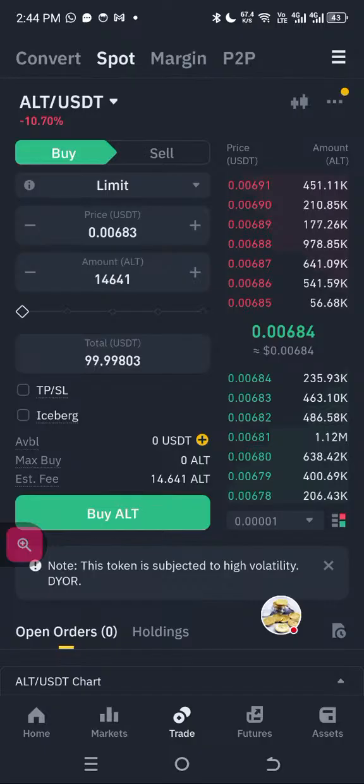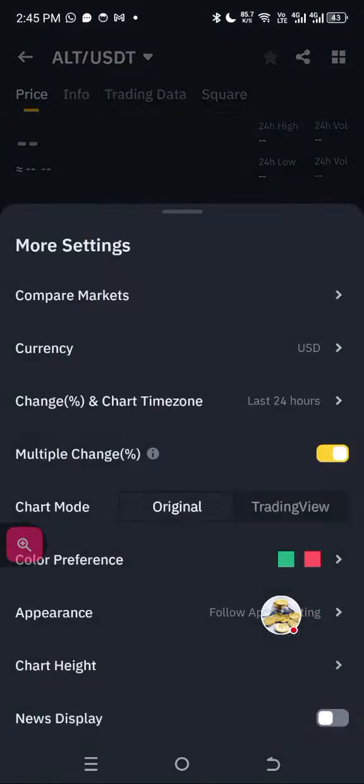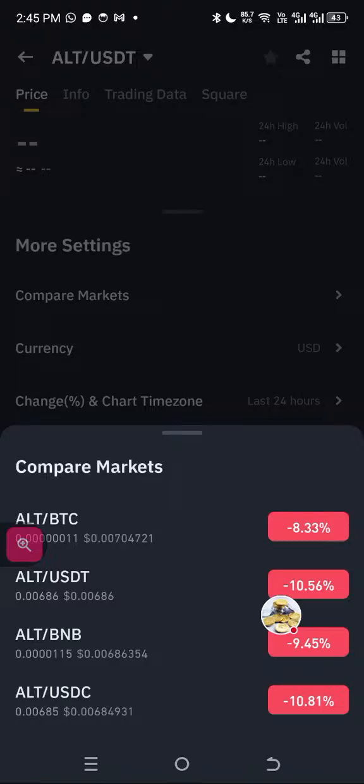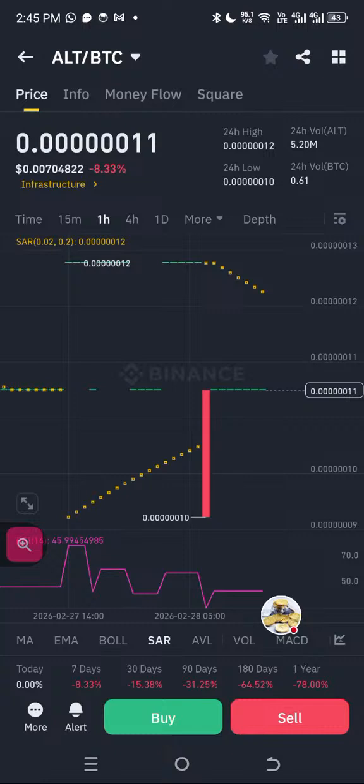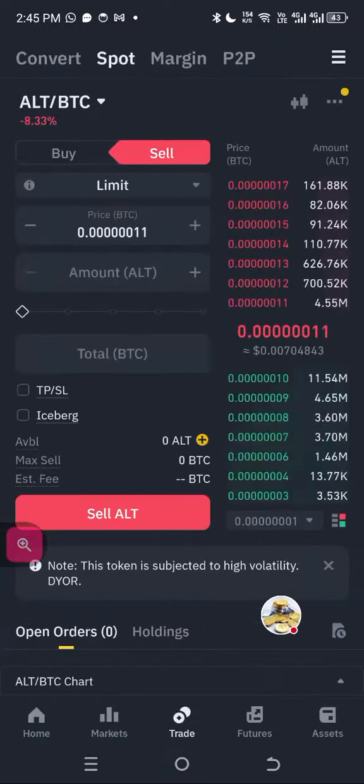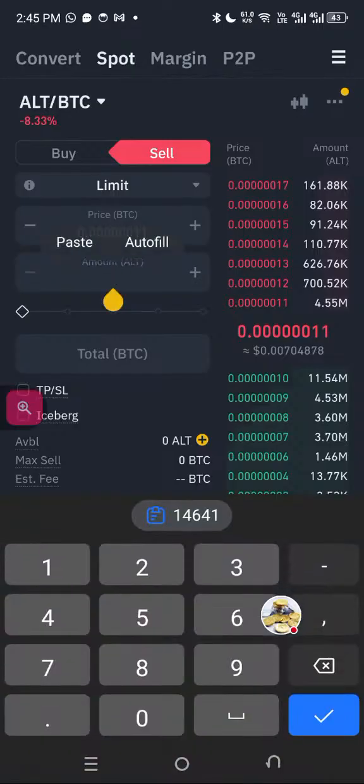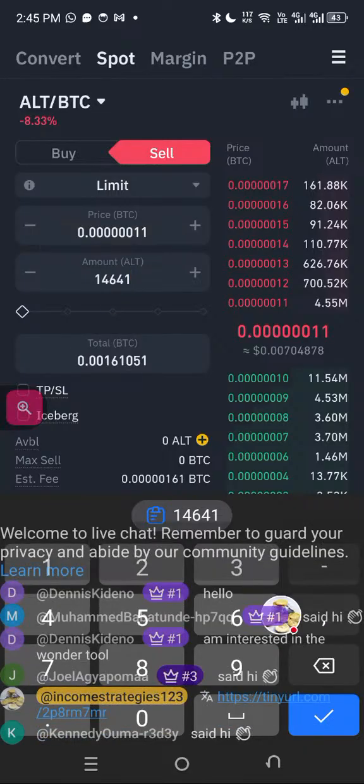So let's quickly go to BTC. Fast way, just quickly go to compare markets and then show the compare markets and go to BTC. BTC, are you still good? Yes, it's still good. So we quickly go to BTC, as you can see, and then we click on sell, because we are doing what I call the basic simulation right now, just to even see whether it's profitable or not. So I'm now going to sell. So I paste in my ALT. Don't forget it was 14,641.